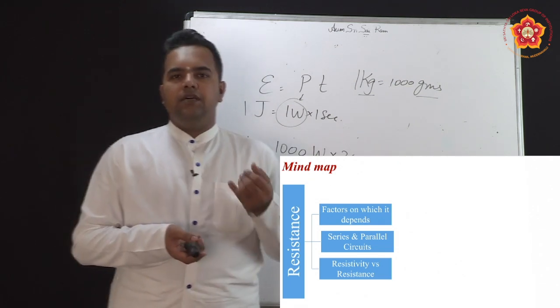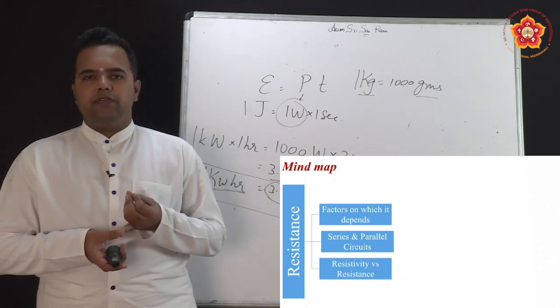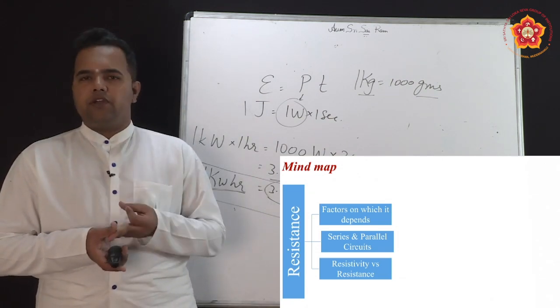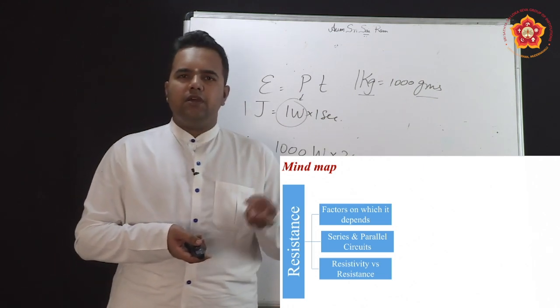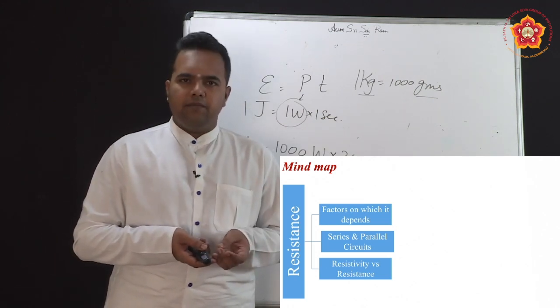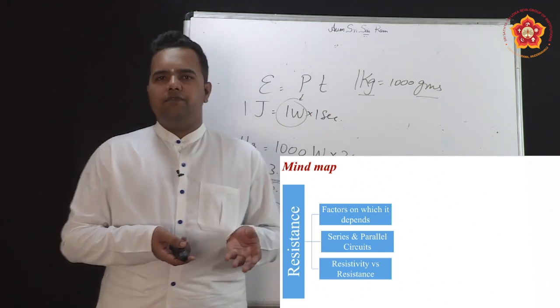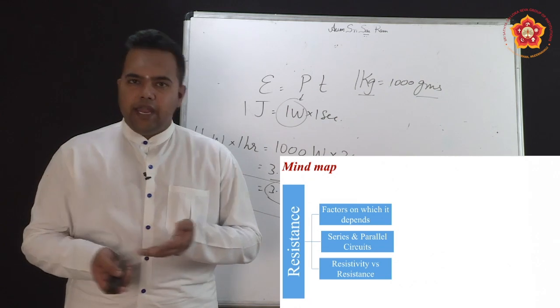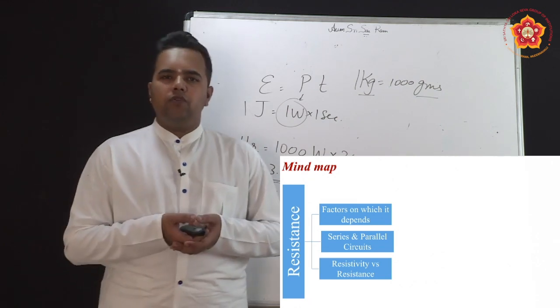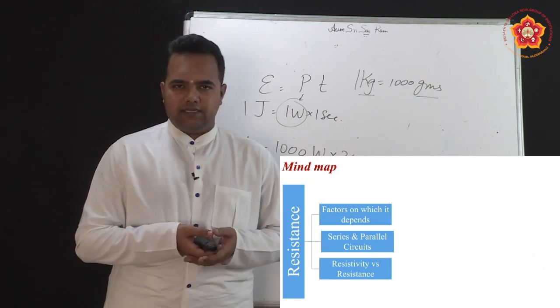We have seen the nature of the material, the length, the area of cross section, and the temperature. Mainly resistance depends on length, area and nature of the material. So one kind of materials have lesser resistance and therefore they allow the current to flow through them more easily. These are called electrical conductors.